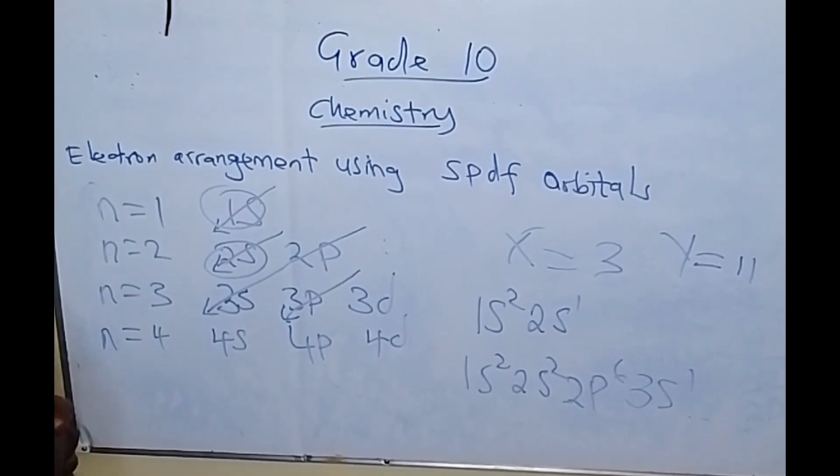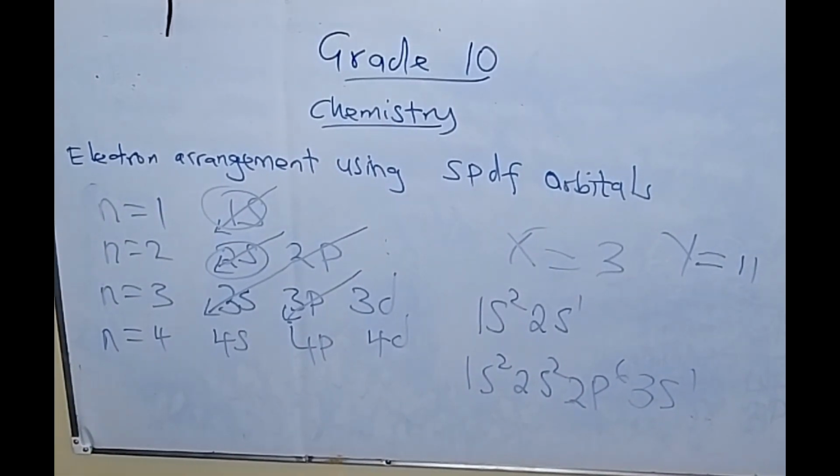So that's it for today. We will continue from there, and then we are going to see the ions, the electronic configuration using SPDF orbitals for ions and also for atoms. That is what we have covered.